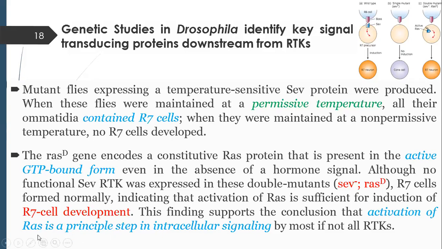So activation of Ras is a principal step of intracellular signaling by most if not all RTKs. This is one of the confirmations that SEV keeps the pathway active through Ras. It means that RTKs require the Ras protein for activation of the pathway. Is it understood?